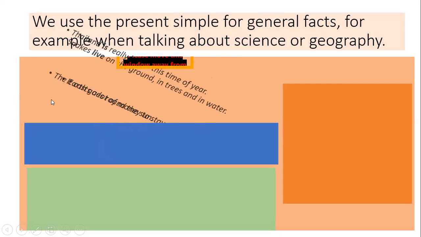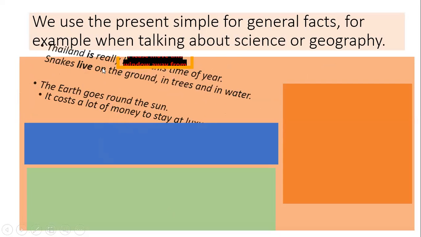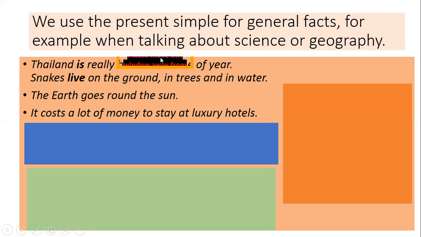These are the examples. Thailand is really hot at this time of year. So these are the general facts. Snakes live on the ground, in trees, and in water. So Thailand is really hot at this time of year, this is expressing geographical things. Okay, so the earth goes around the sun, universal truth. So universal truths, general facts, and things related to science and geography are always expressed in present simple.